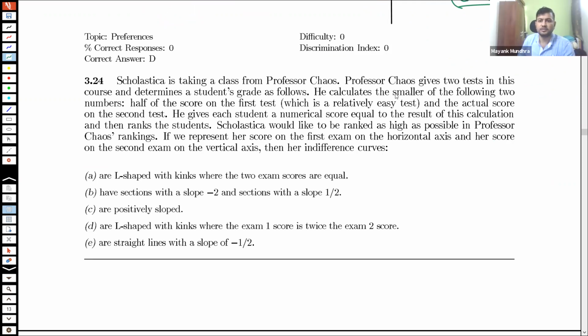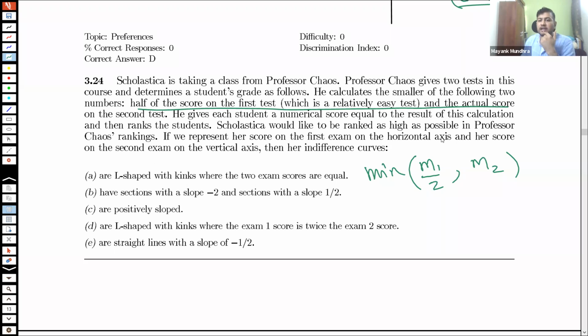Professor Chaos gives two tests in this course and determines the student's grade as follows. He calculates the smaller of the following two numbers: half of the score on the first test, which is a relatively easy test, and the actual score on the second test. He gives each student a numerical score equal to the result of this calculation and ranks his students. So he takes half of the score in the first test and the second test and does some calculations on it. Smaller of the following two numbers. He does the minimum of these two numbers.